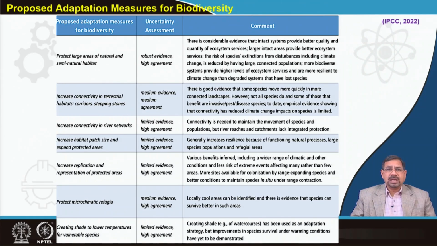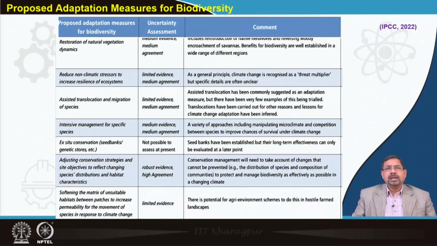The last line here is creating shade to lower temperatures for vulnerable species. What happens in many places, this is also one of the conservation tips, you create a lot of shade areas, so that it gives multiple benefits that a tree or forest offers, including a cooling area, keeping the groundwater column a little high, and giving fodder, everything. So, this improves species survival under warming conditions. But this needs to be demonstrated, well established, and practiced in due course.